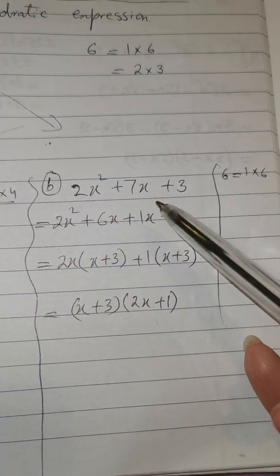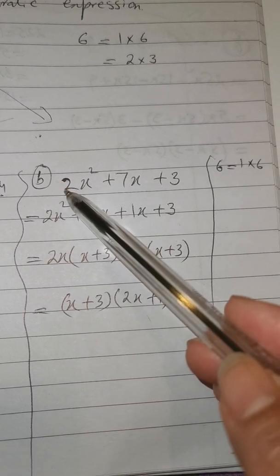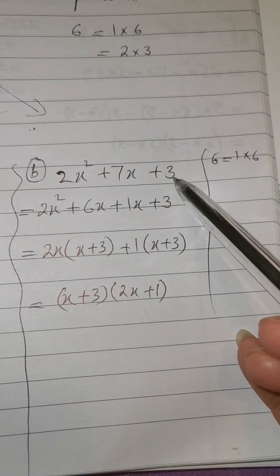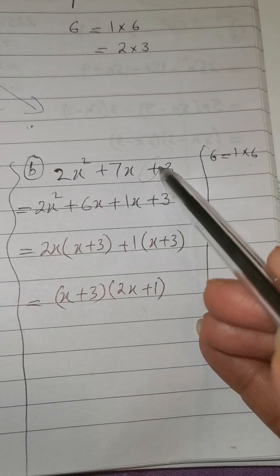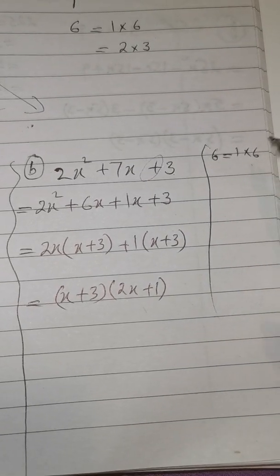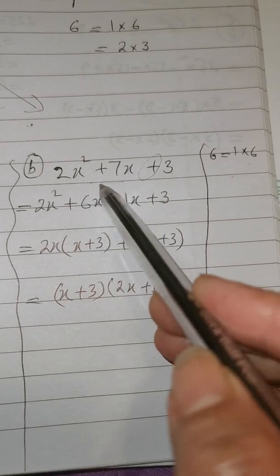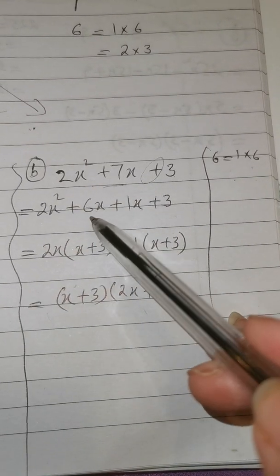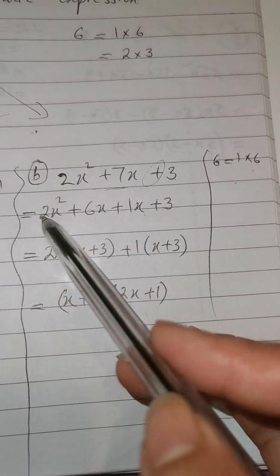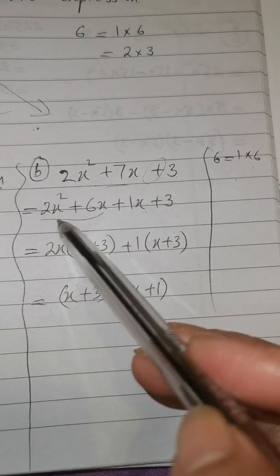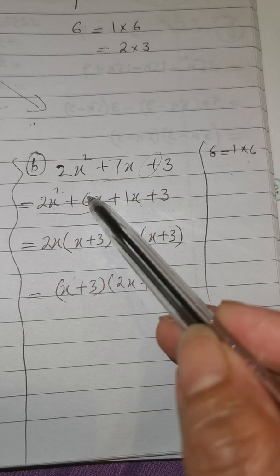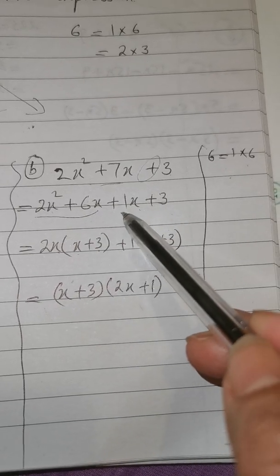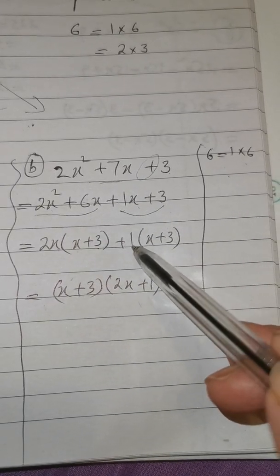Next is similar to that. Multiply 3 and 2, it will give you 6, and 1 multiplied by 6. Here is the plus sign, so I will choose those factors whose addition will give me 7x. So it's simple, you will write 6x plus 1x. From the first pair you will take 2x as common, I have x plus 3 left here, and from the second pair I will take 1 as common.